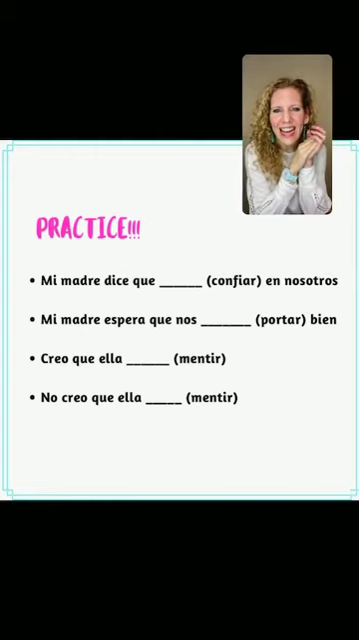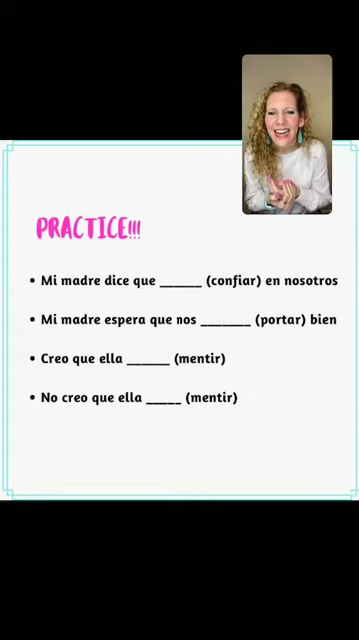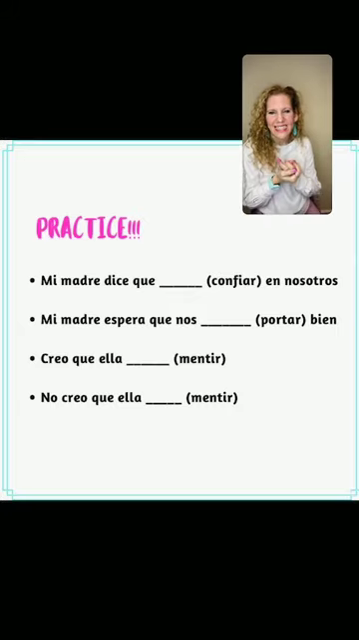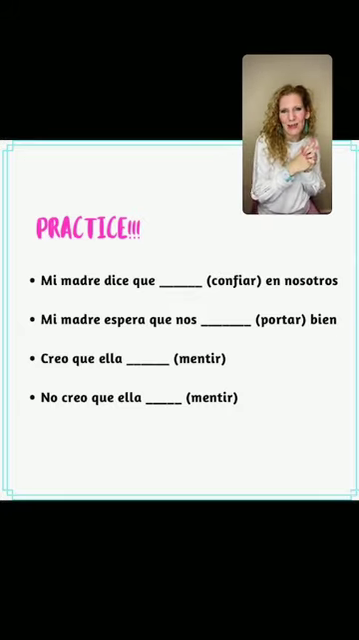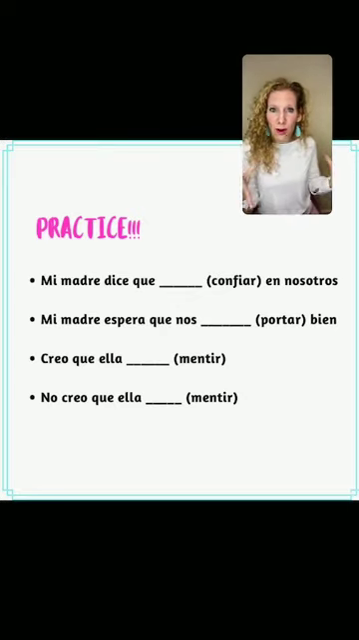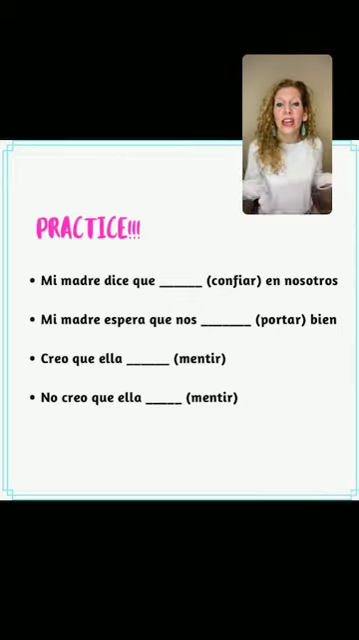No creo que ella. Anyone? No creo que ella mienta, perfect. Muy bien, because it's negative. Okay, so when we have this type of verbs in the negative form, we use subjunctive. Muy bien. No creo que ella mienta.